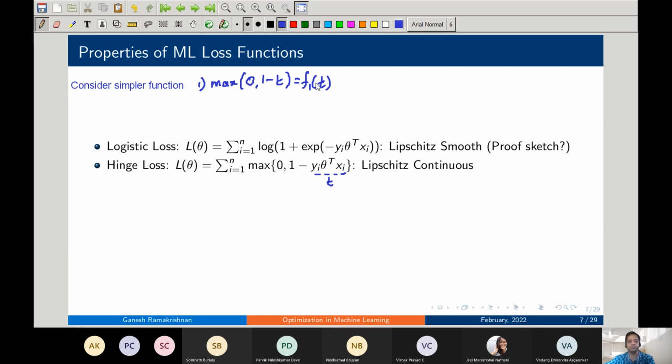What are the cases? Anyone? What cases will I consider? 1 minus t negative or 1 minus t positive? Because you're taking the max with 0, I guess. Right. So 1 minus t negative or positive. But now look at the, okay, let's write it down, right? So case 1.